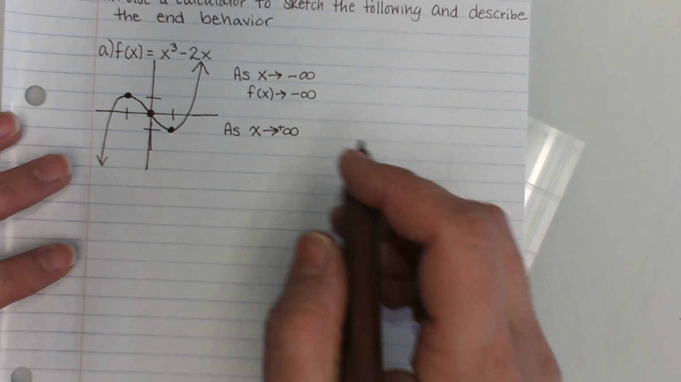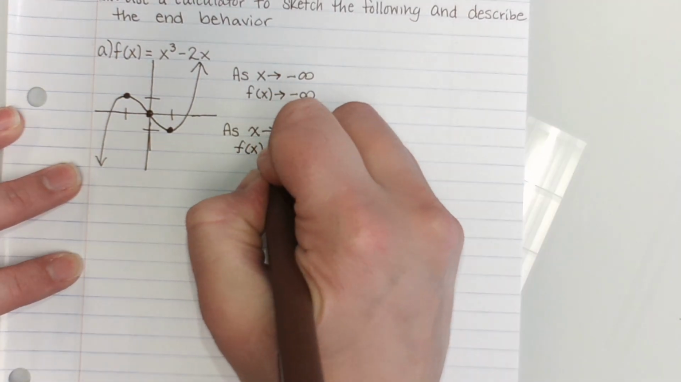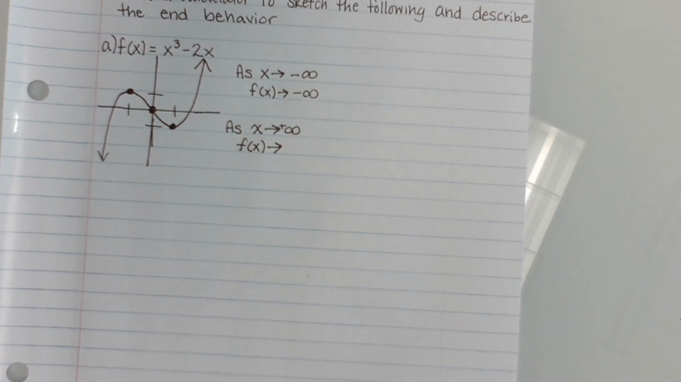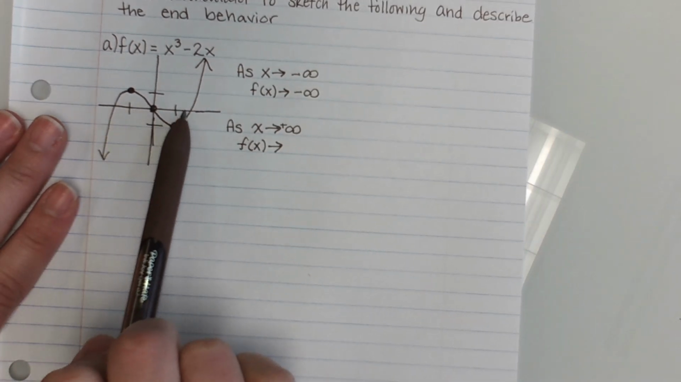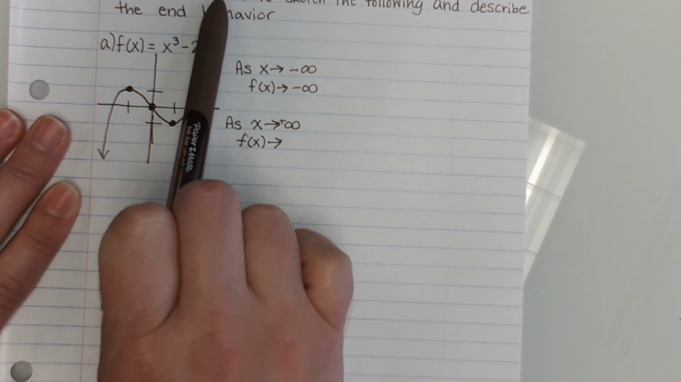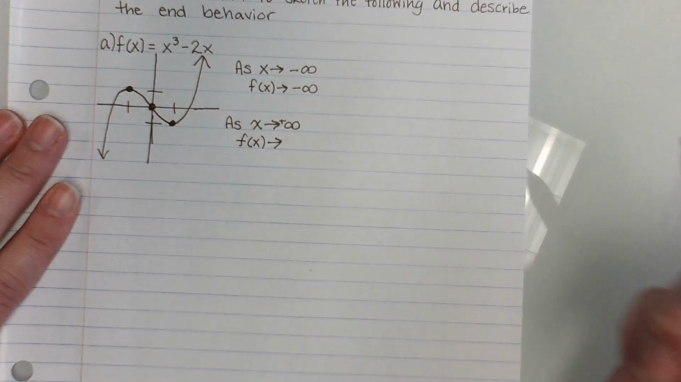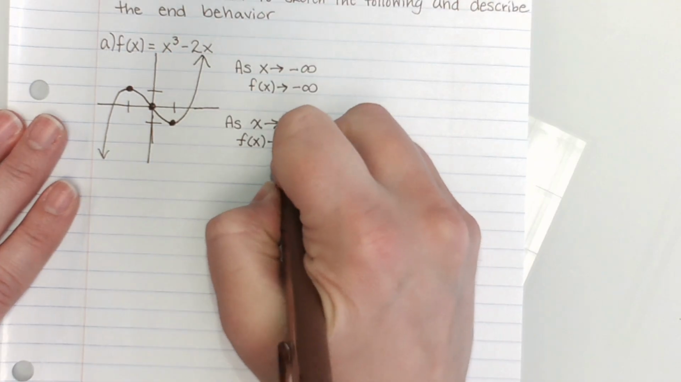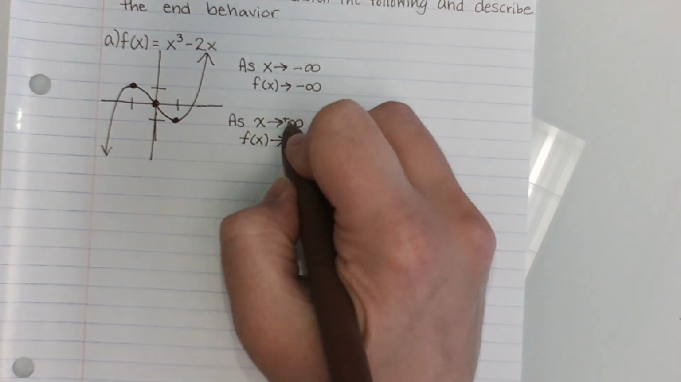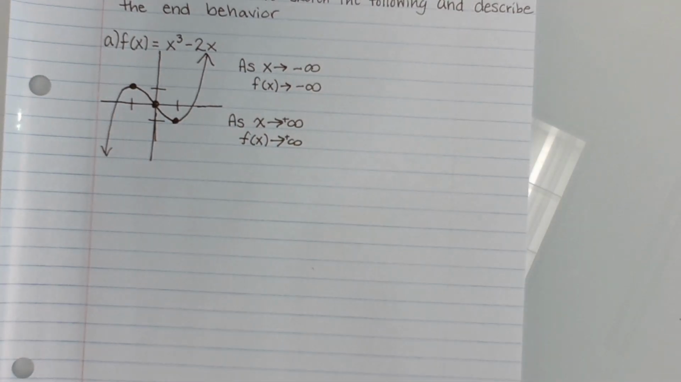I'm going to look at the same thing on the right side of my graph. As my x's are getting bigger, in other words, as I'm going to the right on my graph, where are the y values getting closer to? Positive infinity. It's going up indefinitely. Do we have to say positive? If you just write infinity, I will assume it's a positive infinity. Okay? That's the sketch and the end behavior.